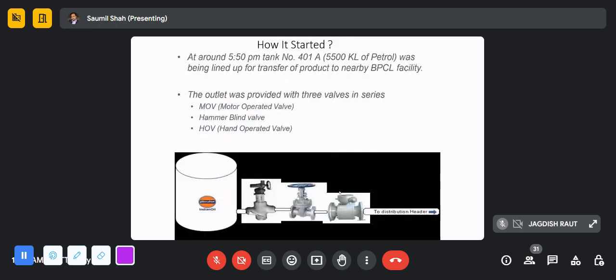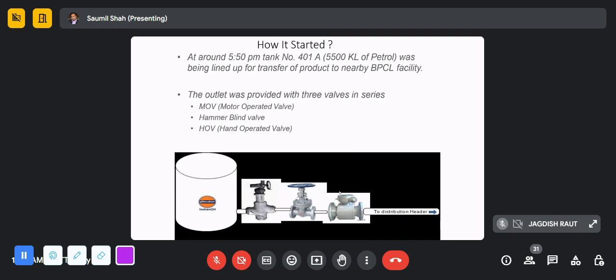Now, what happened? It was around evening time, around 5:50 p.m. You can see the storage tank, 401, which holds around 5500 kiloliters of petrol, and it is required to be transferred to APCL by pipeline. You can see the outlet directly connected to the storage tank: the MOV, a motor operated valve, beside that the hammer blind valve, and next to it the hand operated valve.